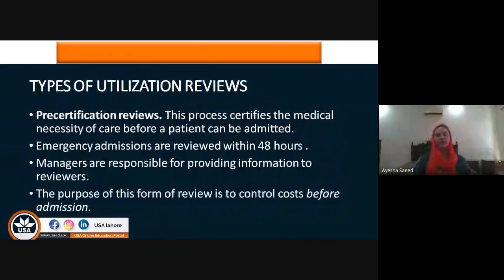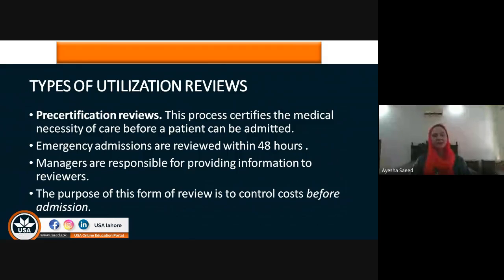So there are types of utilization reviews, and which type is used depends on the healthcare insurance provider. The reviews can be done before the treatment is started, while the treatment is being given, and after the treatment has been completed. So it can be done at any step. Maybe one technique is used, maybe multiple techniques can be used to review the utilization management.